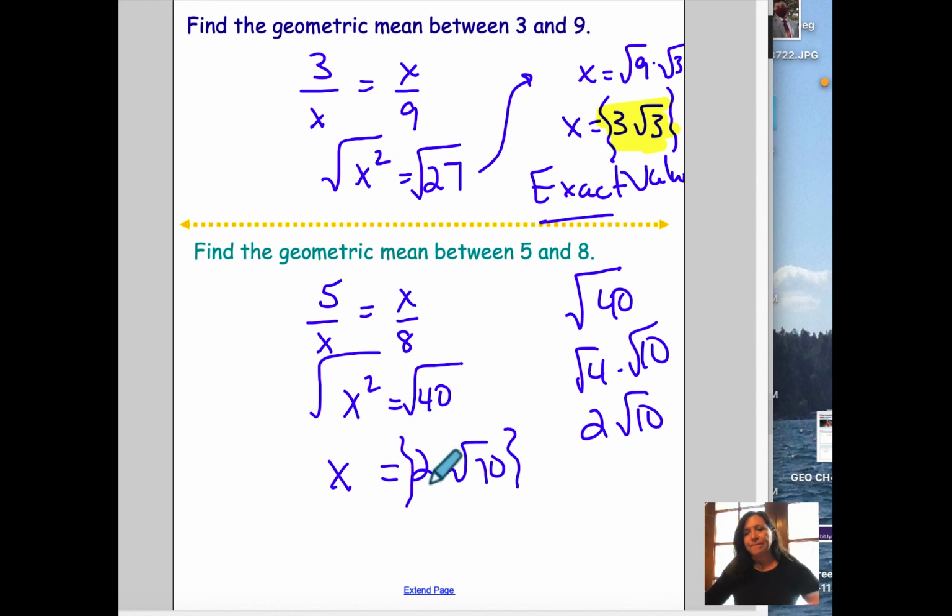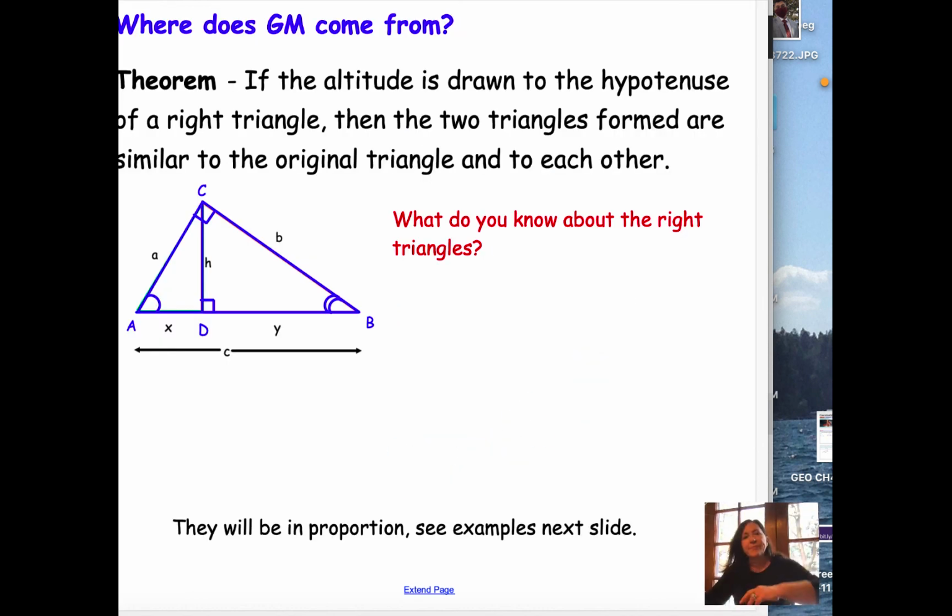So 3 is to y as y is to 24. I get y squared is equal to 24 times 3, which is 72. And I'm going to square root both sides, and I get y is equal to the square root of 72, which is actually root 36 times root 2, or 6 root 2.